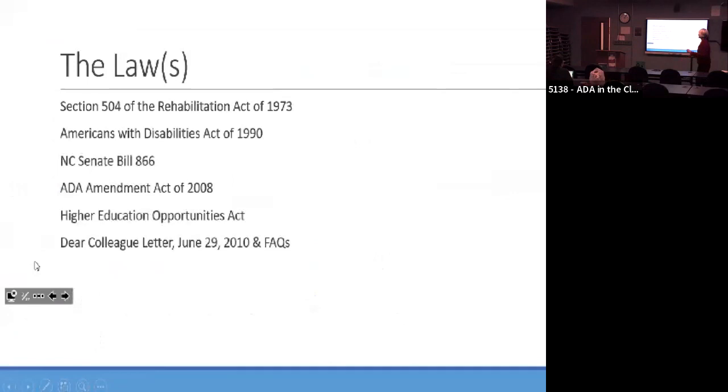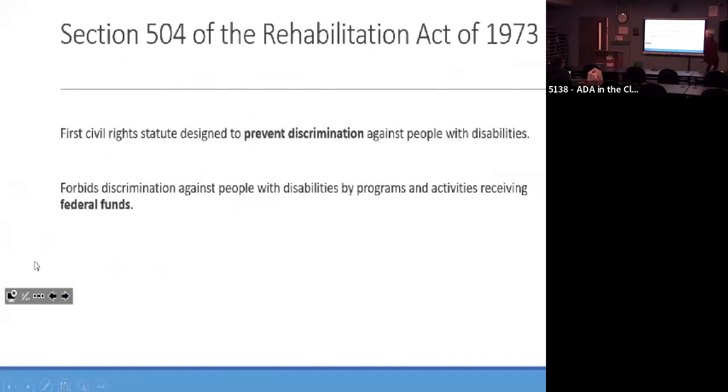Okay. And then a lot of times when you hear me talk, I say ADA, but really, I mean all of this. It's just instead of quoting all of this stuff all the time, I say ADA because it's simpler. We're not going to look at all these, but we're going to look at a few of these, some of the major points. So basically, Section 504, the Rehabilitation Act of 1973.